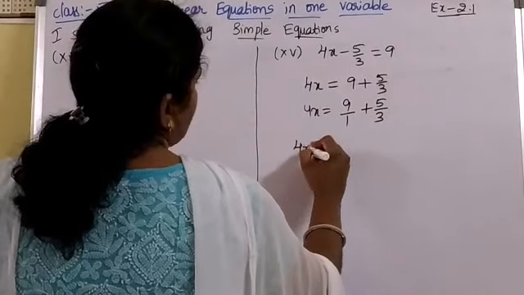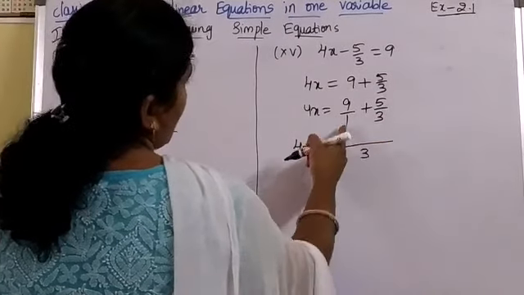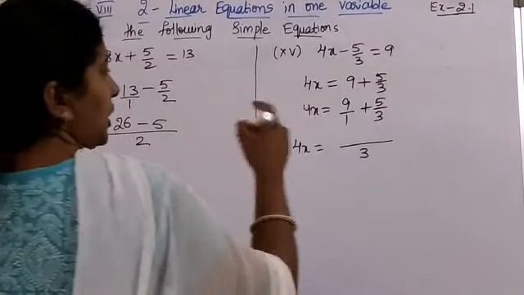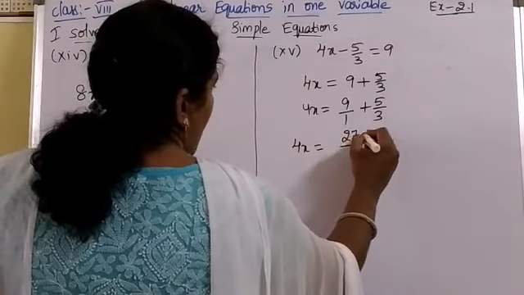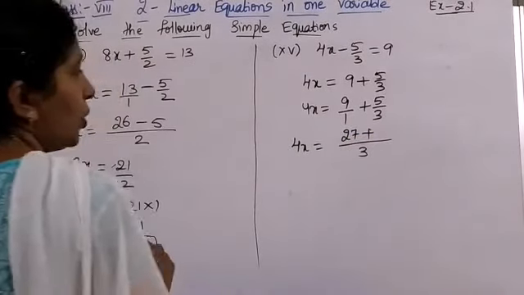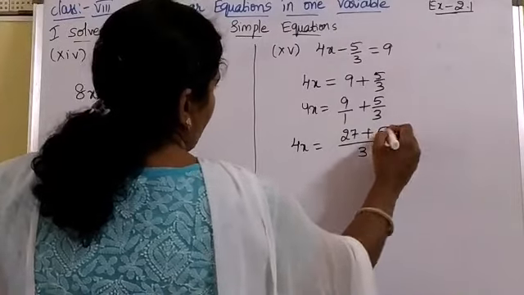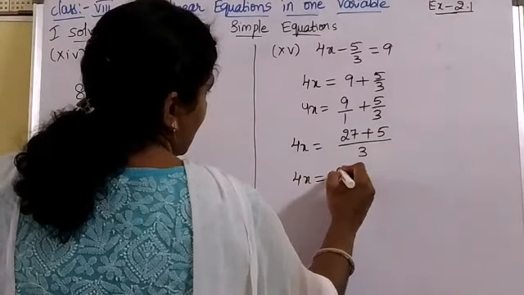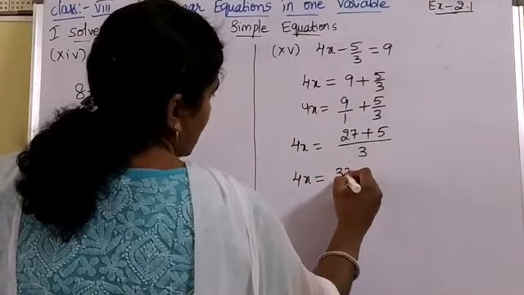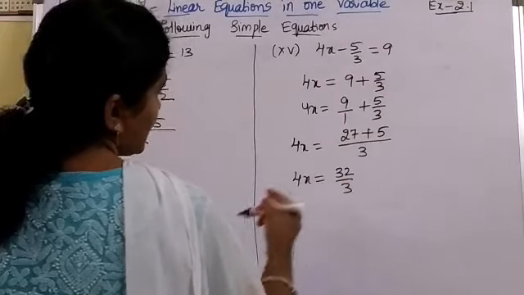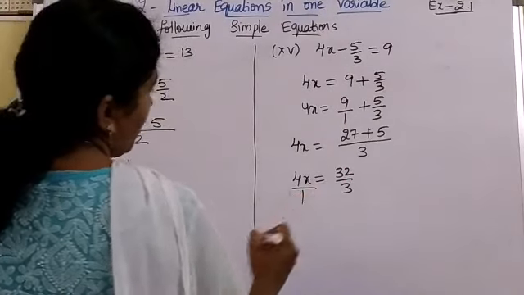Okay, now take the LCM. So 3 is the LCM. 1, how many times will it go in 3? 3 times. 3 9s are 27. Plus, 3 how many times will it go in 3? 1 time. 1 into 5, 5. So 4x is nothing but 27 plus 5, which is how much? 32/3. Now, any cancellation possible? No. Now keep /1 here.